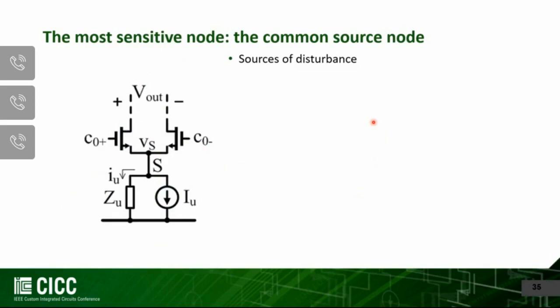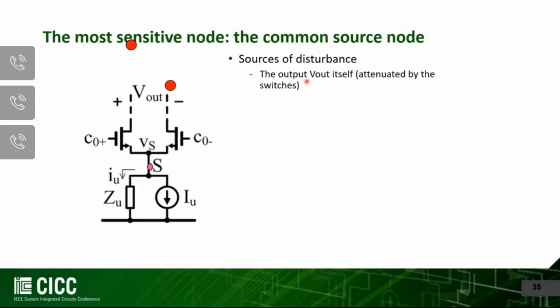Now, the node S can be disturbed through multiple mechanisms. First of all, the varying output voltage will couple through the on switch, and if the switch is operating in saturation, then it's attenuated by the intrinsic gain of this transistor. But this gain is finite, and it will drop at higher frequency due to parasitics.